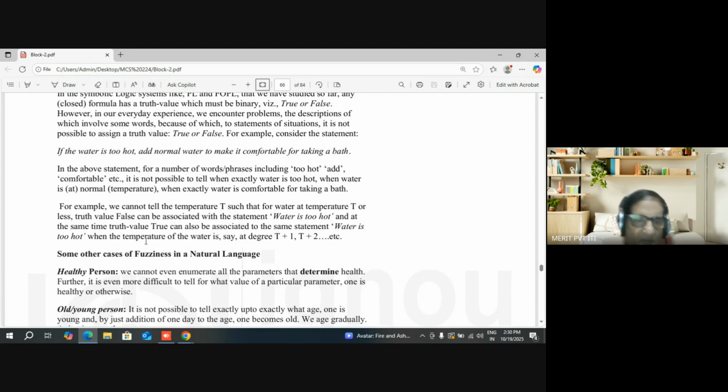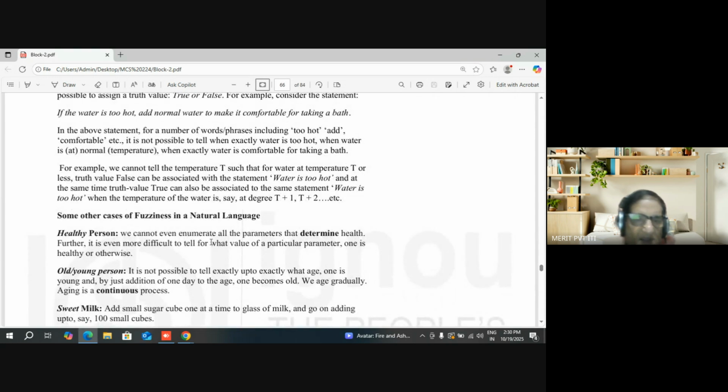Water is too hot when the temperature of the water is, say, T plus 1, T plus 2, etc. This is fuzziness in natural language. Healthy person: we cannot even enumerate all the parameters that determine health. Further, it is even more difficult to tell for what value of a particular parameter one is healthy or otherwise. How will you say that someone has 100% health? Old and young person: it is not possible to tell up to exactly what age one is young, and that with the addition of just one day one becomes old. We age gradually. Age is a continuous process.